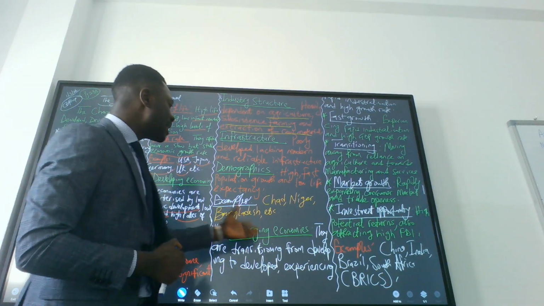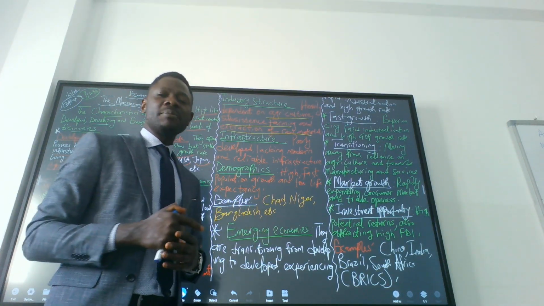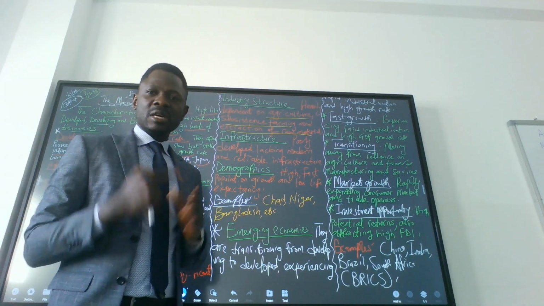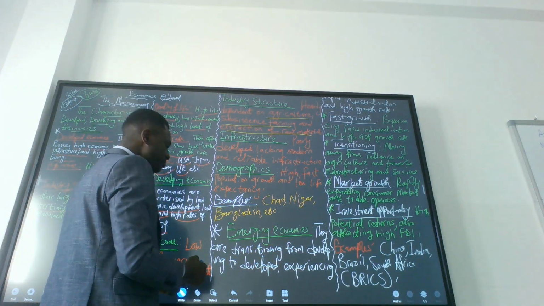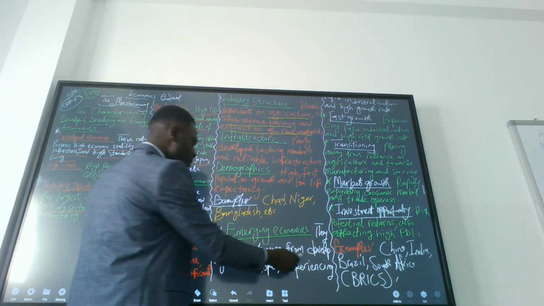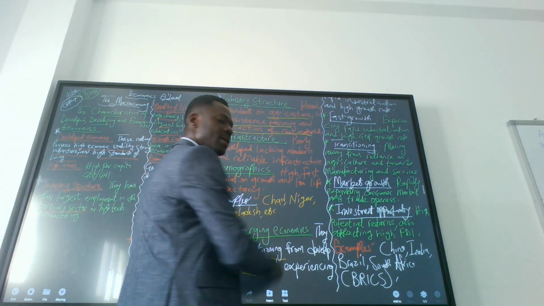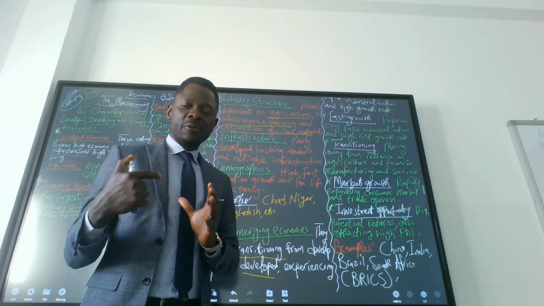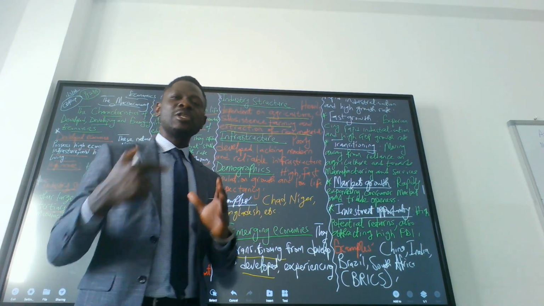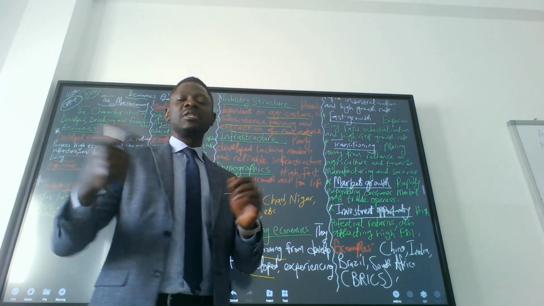Then we have the emerging economies. We call them rapid developing economies. So they are transitioning from developing to developed economies. They are moving from the reliance on raw materials to the conversion of raw materials and probably to the service sector.